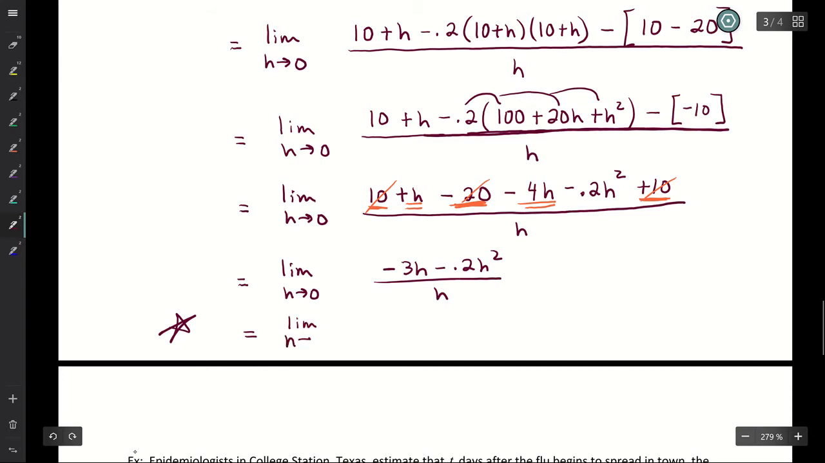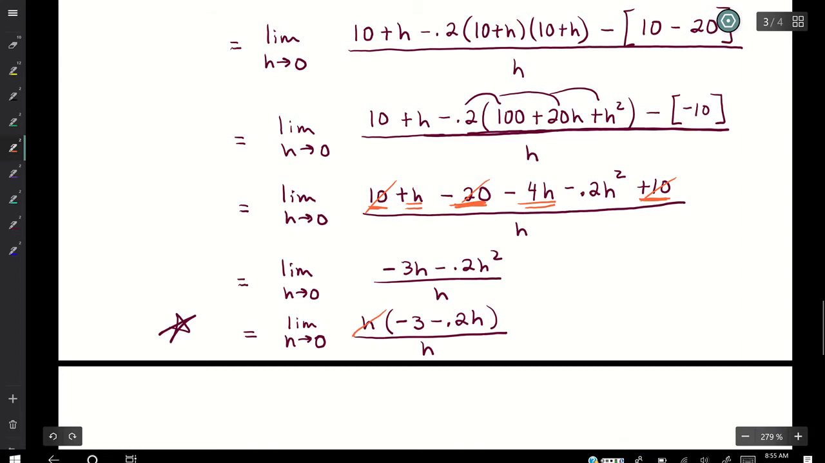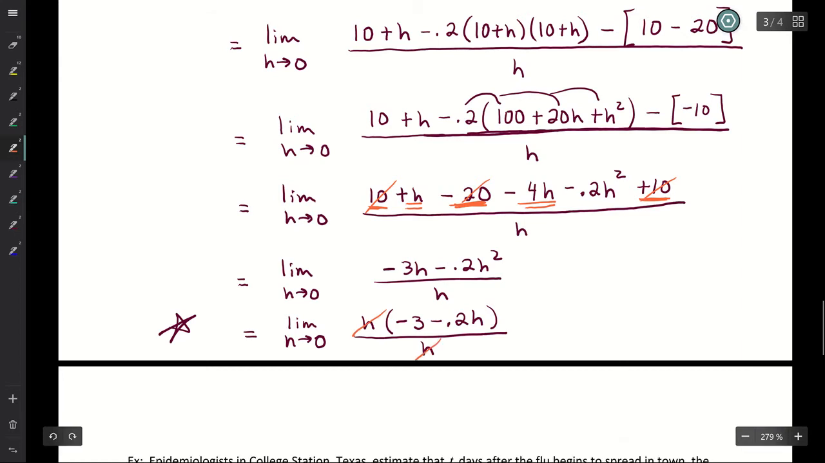So we're going to say limit as h goes to 0. I'm going to factor an h out of the top. So that's going to leave me with a negative 3 minus 0.2, just a single h there, and then all over h. The reason I want to see you factoring that h out is now if you have a factor of h in the top and a factor of h on the bottom, those two factors are going to cancel out. So now I have the limit as h goes to 0 of negative 3 minus 0.2h. And now I'm going to say it's safe to plug in my h of 0.